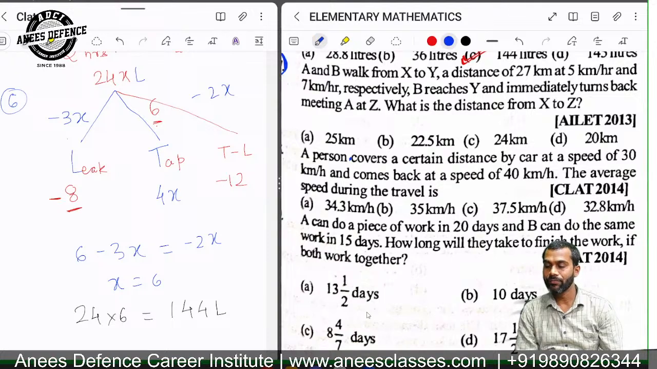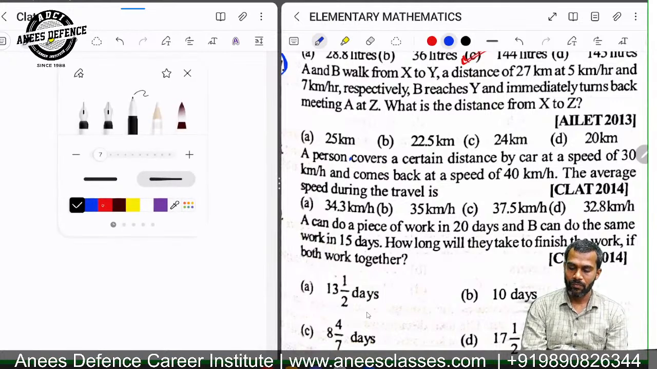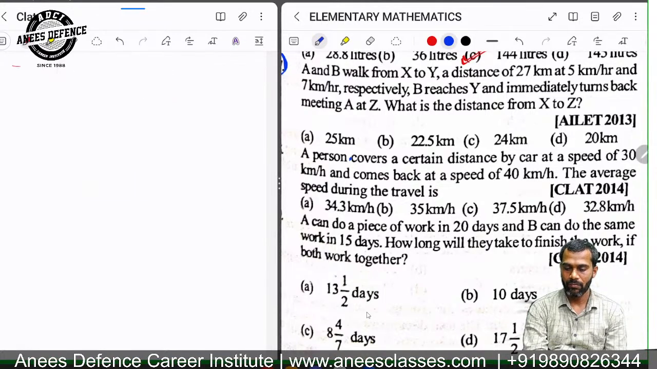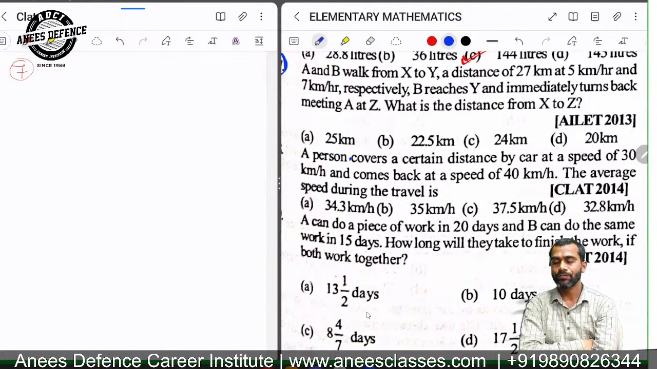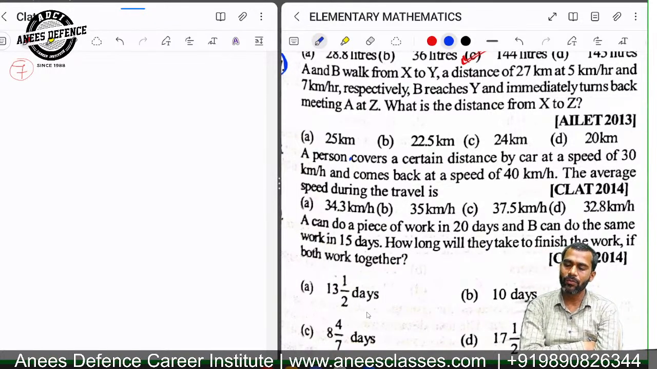Okay. Please try question number 7. Question number 7. Again, tree diagram. No, this is not. See, this is the question of, but a diagram will be needed in this question. Question number 7. It is again a very good question.